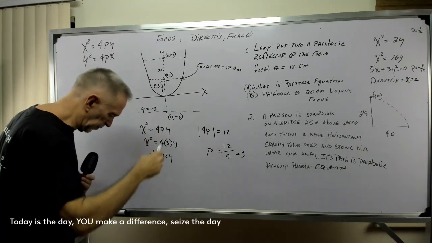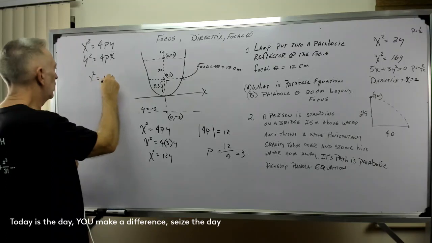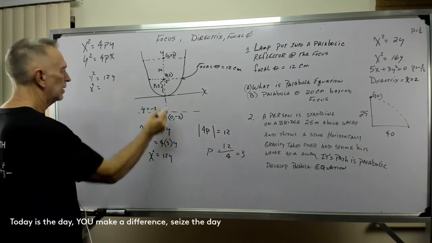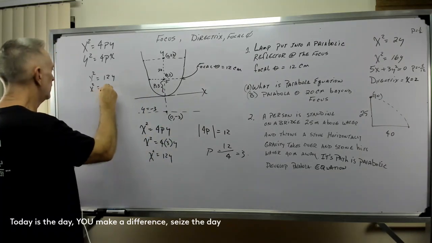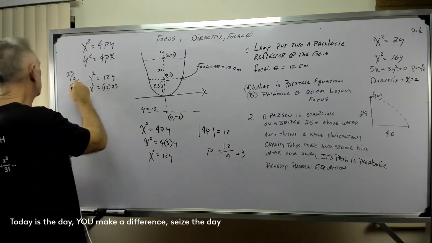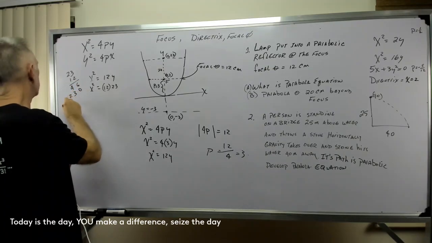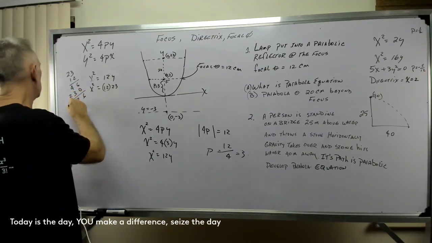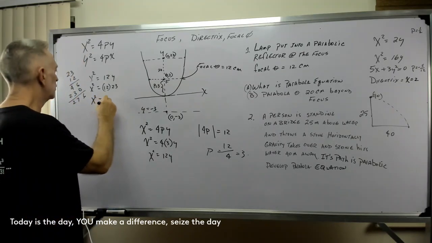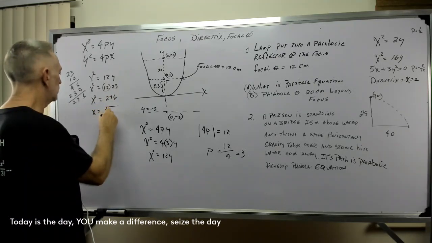So let's work that over here if I have enough cable. So we've got x squared equals 12y. X squared equals 12 times 23. So 2 times 3 is 6, 2 times 2 is 4, 1 times 3 is 3, 1 times 2 is 2, 6, 7, 276. All right, so we need x squared equals 276. So x equals the square root of 276.